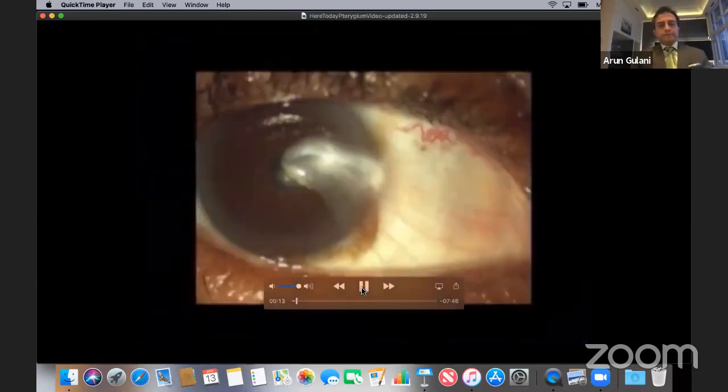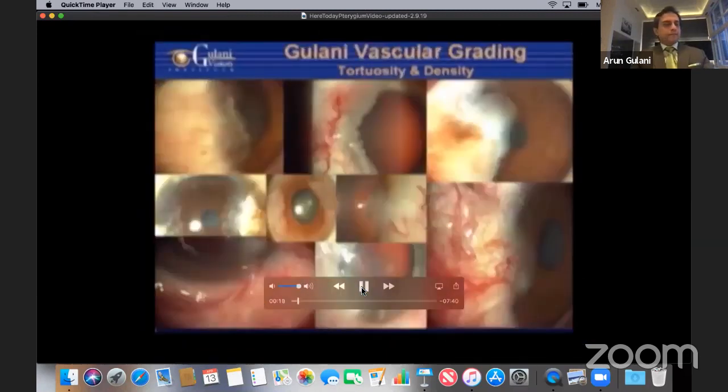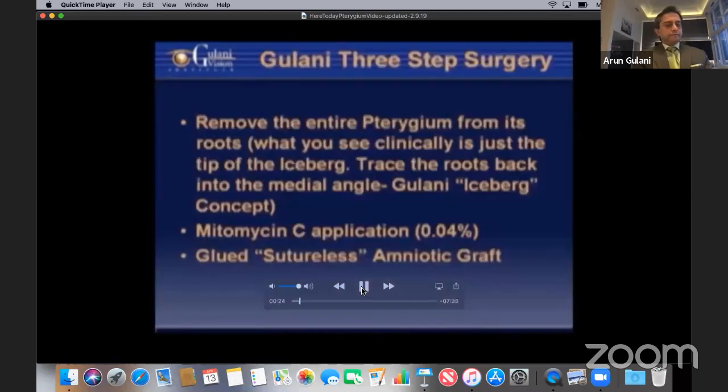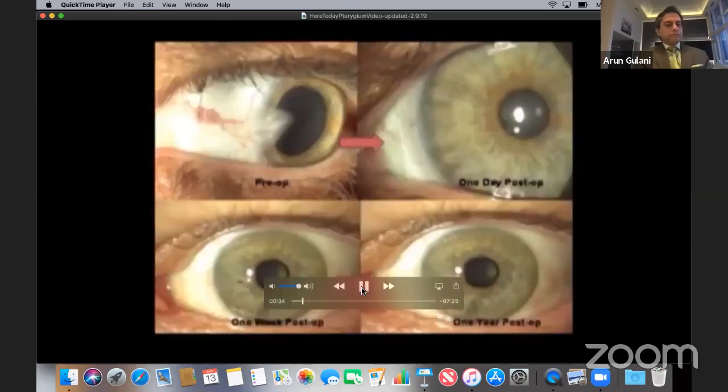Pterygium is an intriguing pathology that can present itself in various tissue distributions and vascular patterns. Using the three-step technique, the pterygium can be removed following the iceberg concept with mitomycin C application and glued amniotic grafts. With this iceberg concept, we're ensuring long-term success, starting day one.